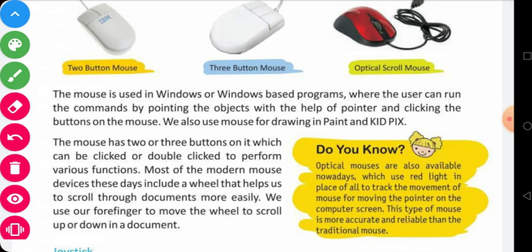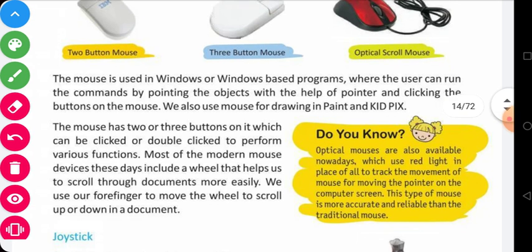The mouse has two or three buttons on it and can be clicked or double clicked to perform various functions. How many buttons are generally present on a mouse? Two types of keys are present on your mouse, the left button and the right button. The left button key is generally used to select any item or to open any program, whereas the right button key is generally used to perform various other functions.